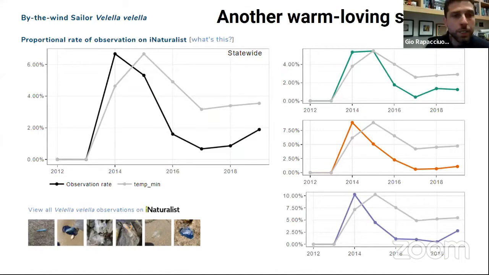Another warm-loving species, perhaps, Velella velella, the by-the-wind sailor. There was a spike there as well, although the spike preceded, to some degree, the warming, and so it could actually be due to changes in wind strength or wind direction, bringing a lot of these individuals to shore. But there was certainly a significant increase in the observation rate of Velella velella individuals.